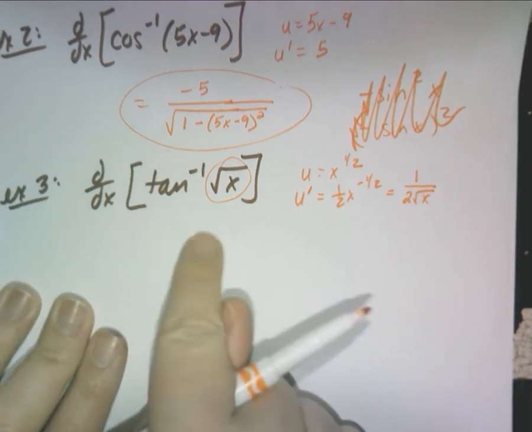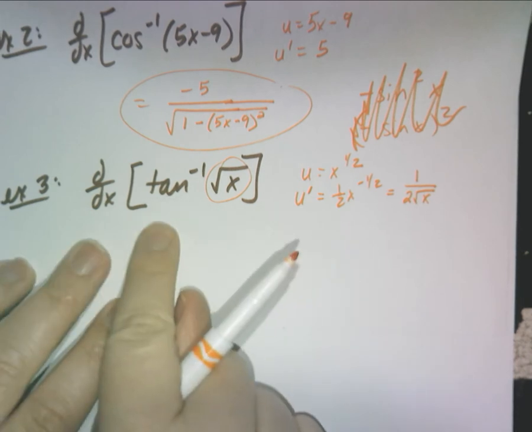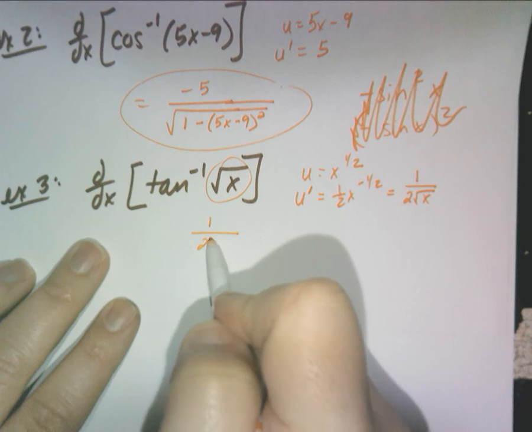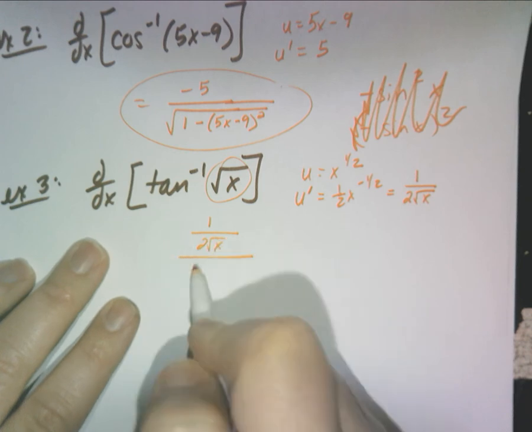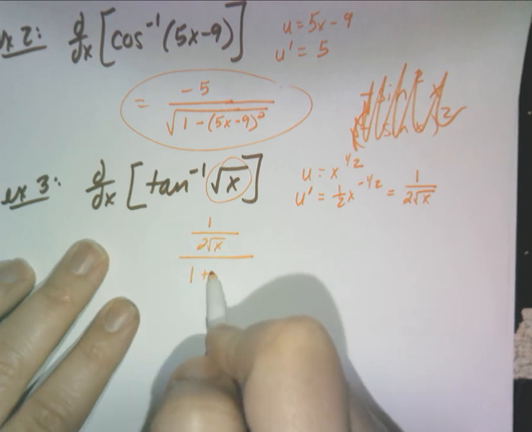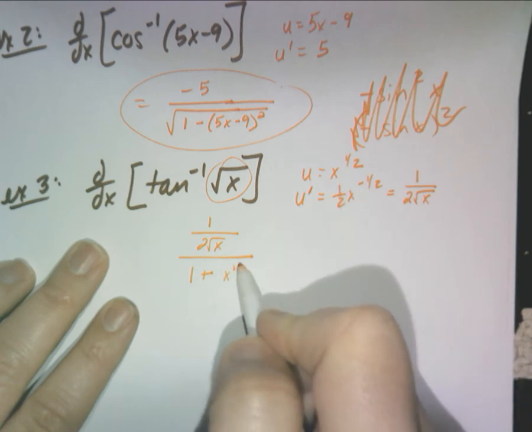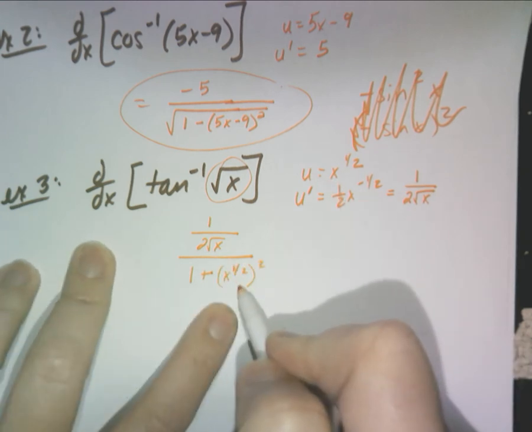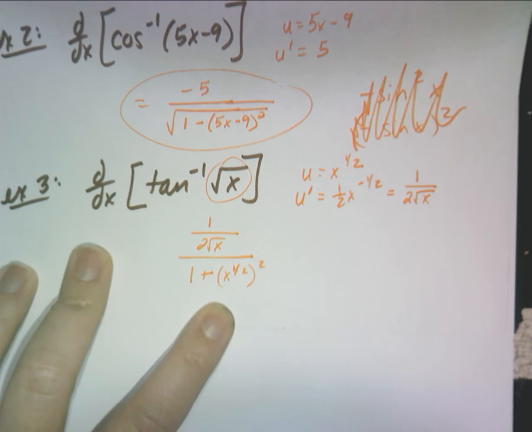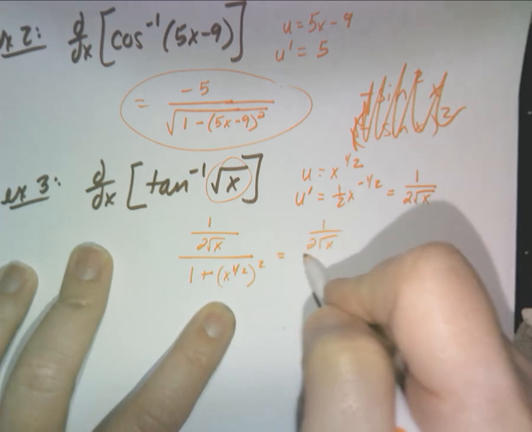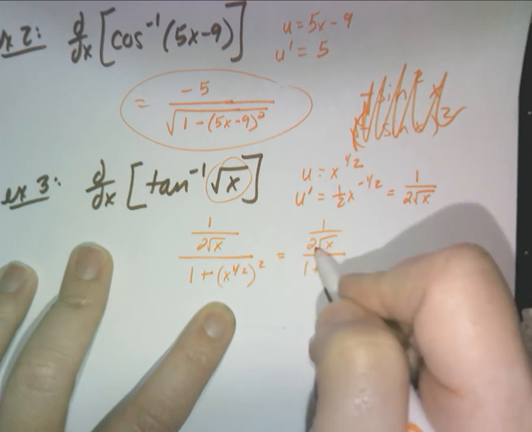Because if it's a 1/2, just do root x. Okay, then follow your formula. The derivative for arctan is u prime, which would be 1 over 2 root x, over 1 plus your u, which is x to the 1/2, squared. What happens when you square x to the 1/2? Just becomes x to the 1, right? So you have 1 over 2 root x over 1 plus x.